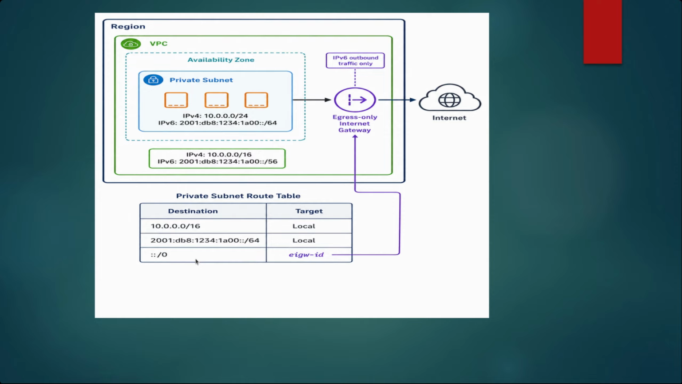An egress-only internet gateway operates as a stateful component. It forwards outbound traffic from instances in the subnet to the internet and other AWS services and allows the corresponding response traffic to return to those instances.